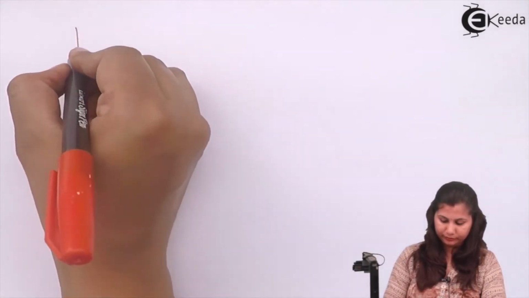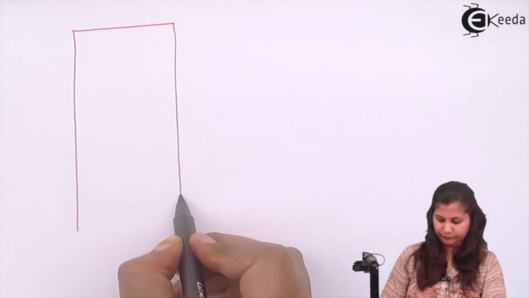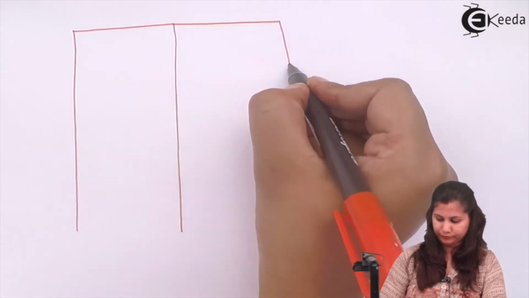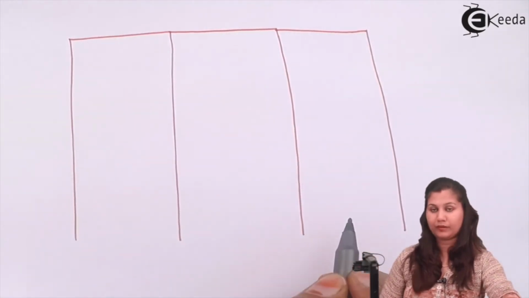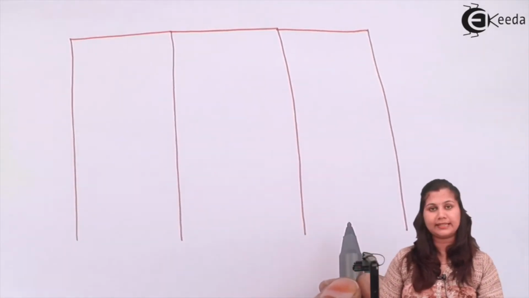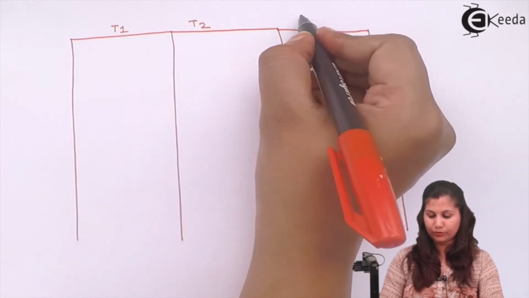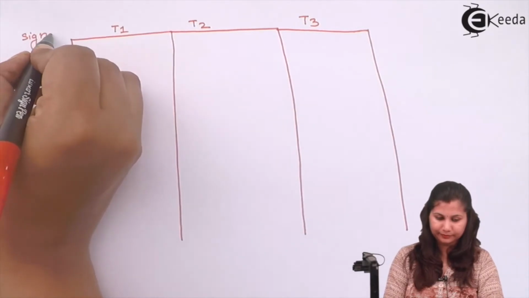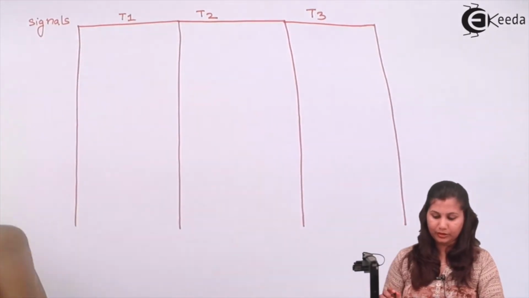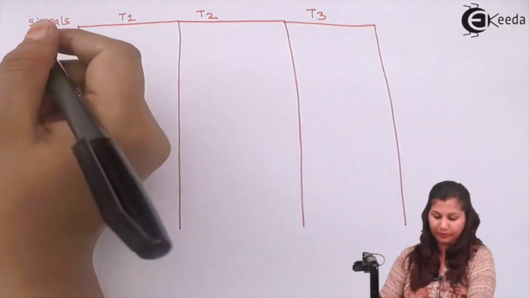Let's draw the timing diagram for it. As the memory read machine cycle consists of 3 T states, we have here T1, T2 and T3. And here we have the signals. Again, we will draw here the clock and ALE signal, and the higher order and lower order memory address bus.